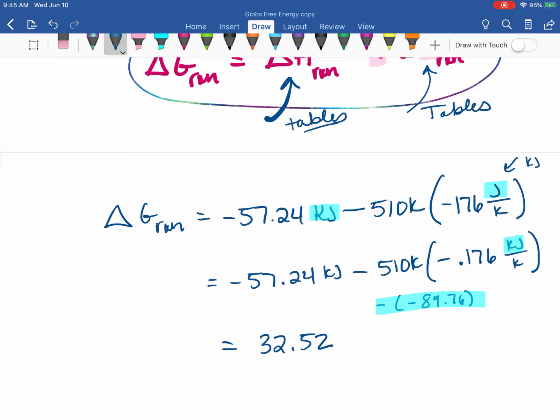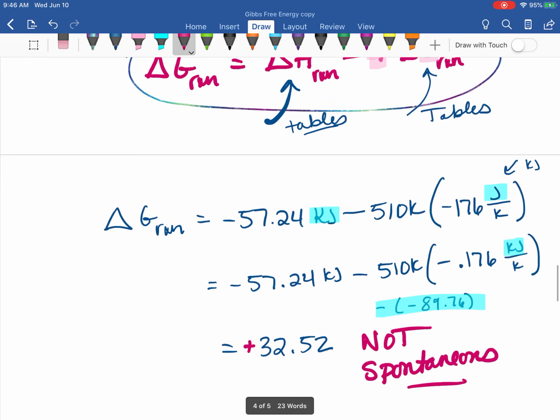So let's just double check. What did we just do to that reaction? Is that reaction now a positive? So it is no longer spontaneous. You can see that changing the temperature actually has a really big effect on whether or not something is spontaneous. Sometimes if you heat it up, you're making that reaction spontaneous. Sometimes you heat it up and you're not making that reaction spontaneous.